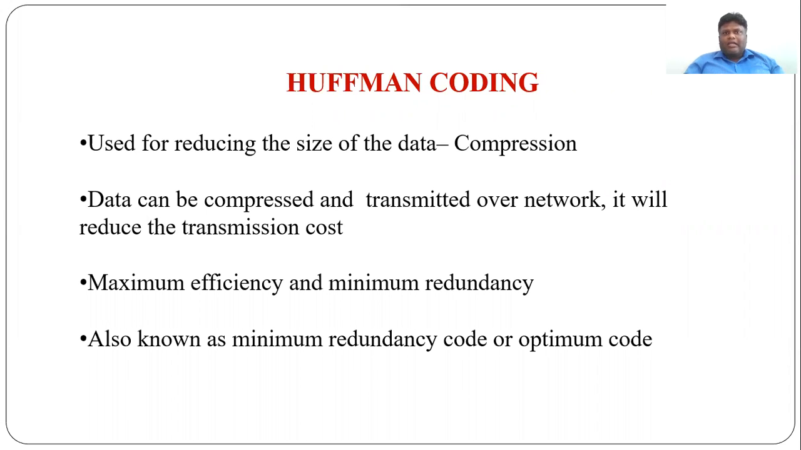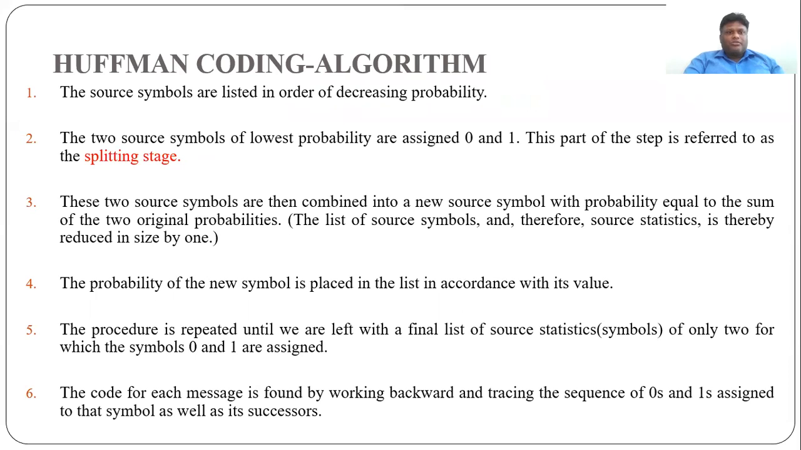So let us see the algorithm of Huffman coding. These are the various steps involved in Huffman coding. Next we are going to see the problem, and in that problem we'll see how this algorithm is applied. There are 6 steps actually. The very first step is to arrange all the probabilities in decreasing order. So you have to arrange all the source symbols or your messages in decreasing probability order, or otherwise descending order.